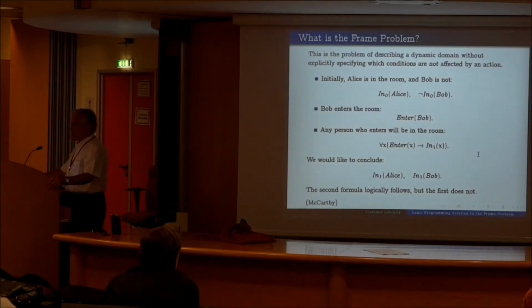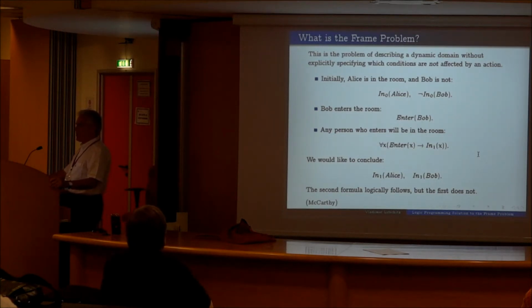The frame problem, as you all know, is a problem of describing dynamic domains in such a way that we would not have to specify explicitly the conditions that are not affected by executing an action. And here is a very simple example illustrating the frame problem. So imagine that we are talking about 2 individuals and just one property. An individual can be in the room or outside. And what we know is that Alice is initially in the room and Bob is not.